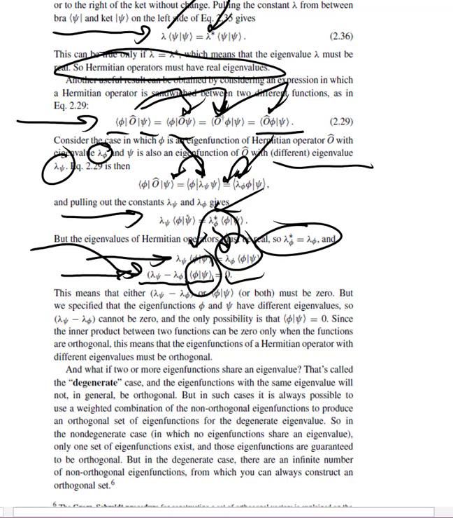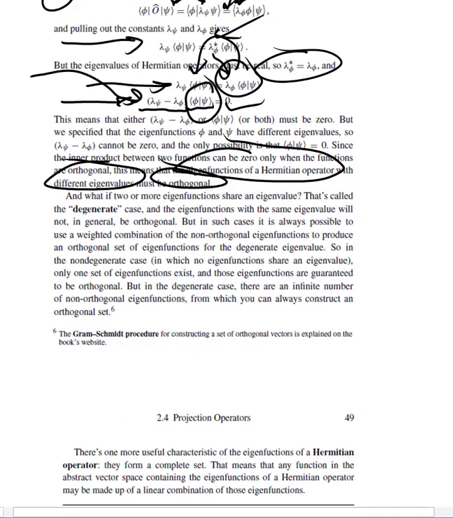It must be that these two eigenfunctions have 0 inner product. What does it mean to have 0 inner product? It means they're orthogonal. So the eigenfunctions of a Hermitian operator, as long as those two functions have different eigenvalues, they must be orthogonal. But isn't it possible for two eigenfunctions to share the same eigenvalue?